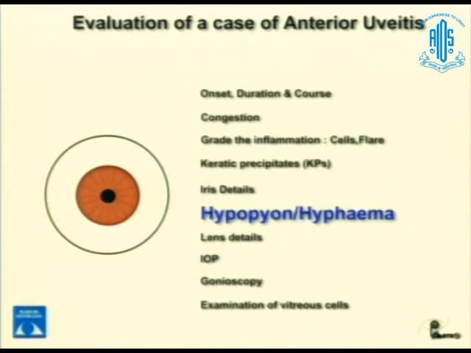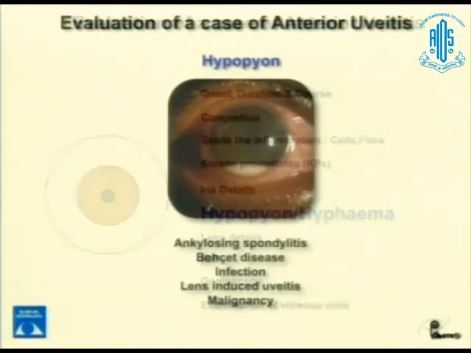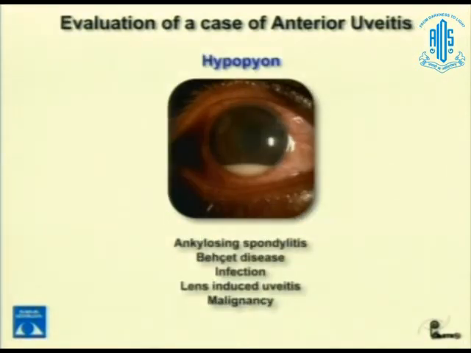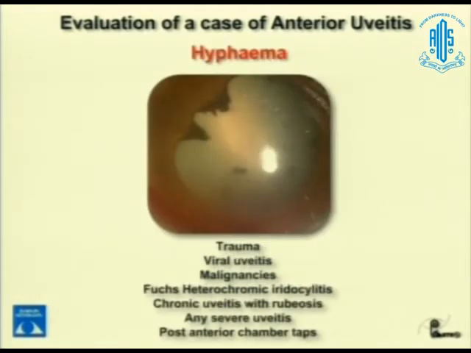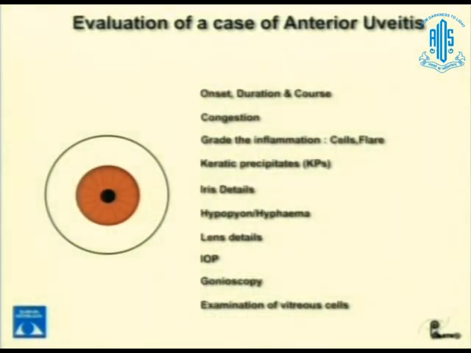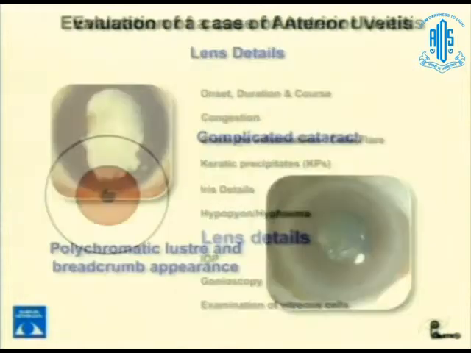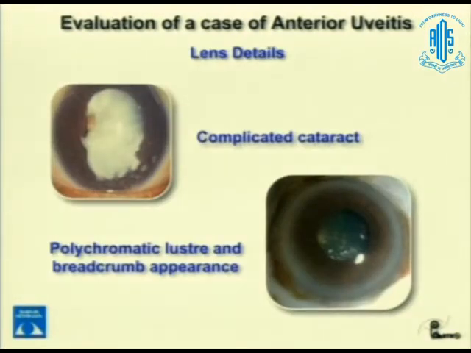Next, for exam purposes, one should know the causes of hypopyon and hyphema. While in viva or practical examination, just start with the most common causes and then go for the rare causes like malignancy or masquerade syndrome. Hyphema. Another important thing is the lens. You should look for complicated cataract, and whether there is any polychromatic luster, which indicates chronic uveitis.